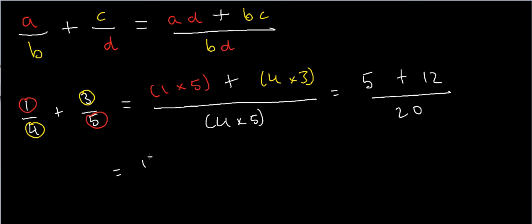5 plus 12 is then 17. And we've got 20 on the bottom. And these two numbers have no common factor, so this is a fraction in its simplest form. So that's how we add 1/4 and 3/5. Let's look at another example.